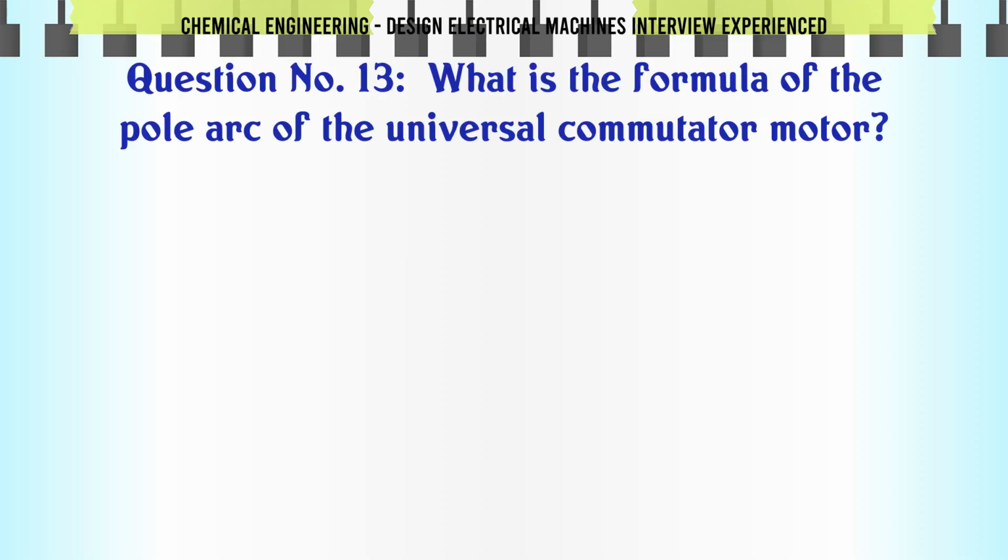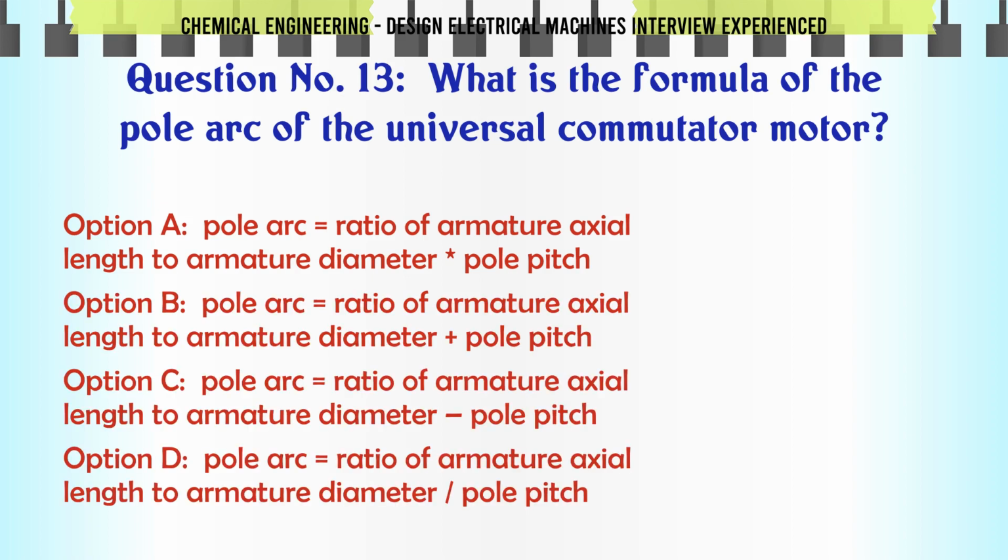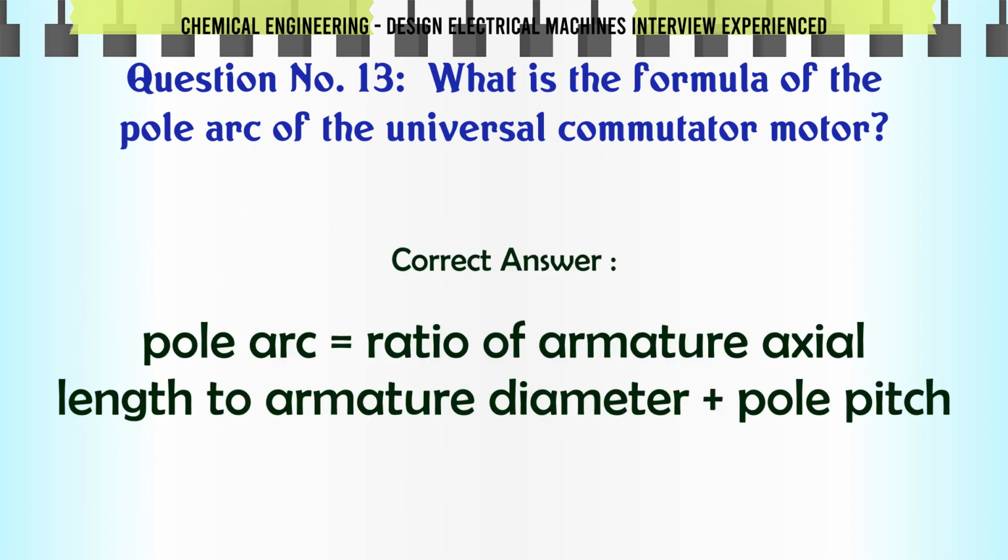What is the formula of the pole arc of the universal commutator motor? A. Pole arc ratio of armature axial length to armature diameter pole pitch. The correct answer is pole arc ratio of armature axial length to armature diameter pole pitch.